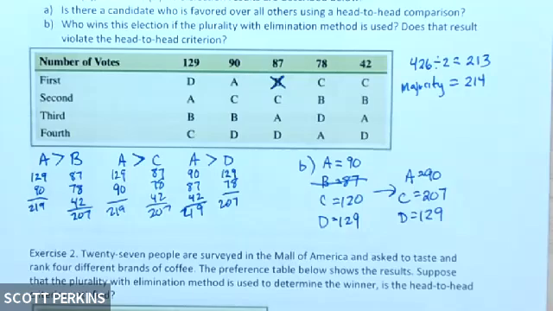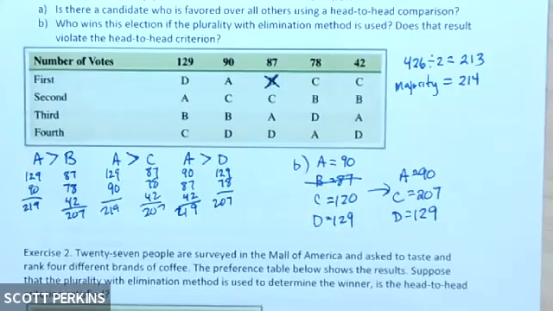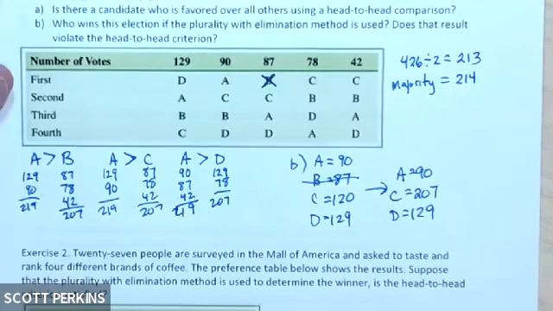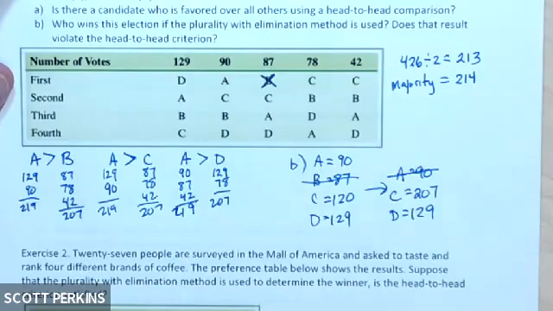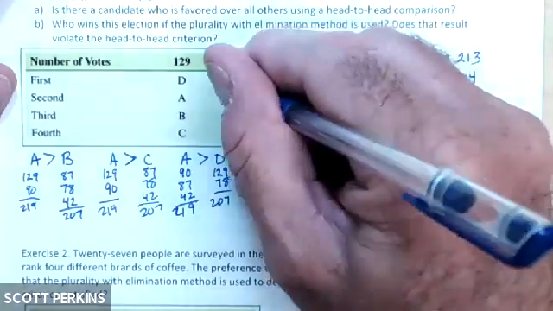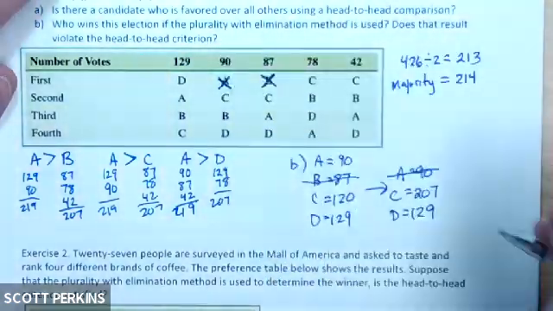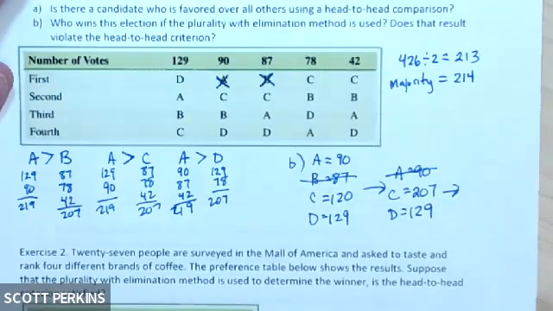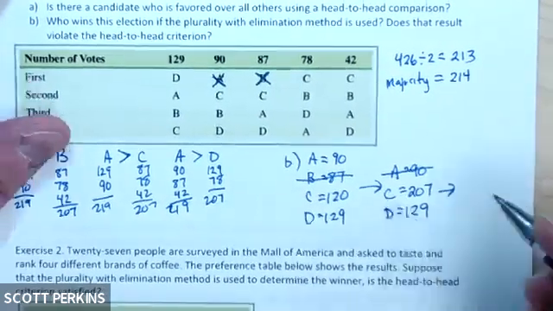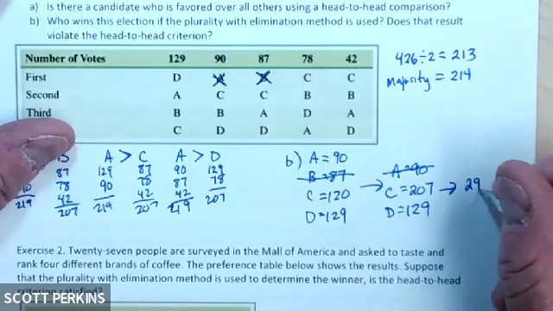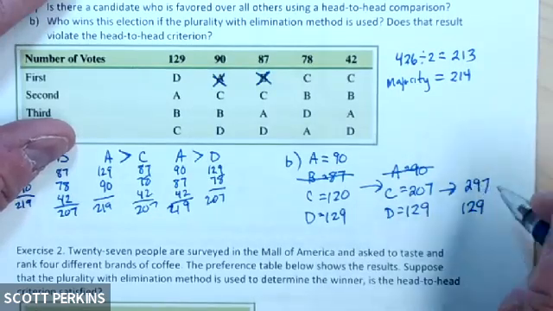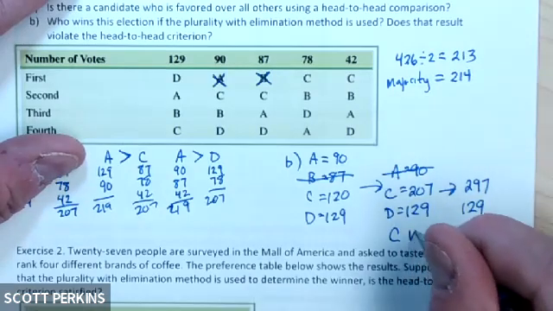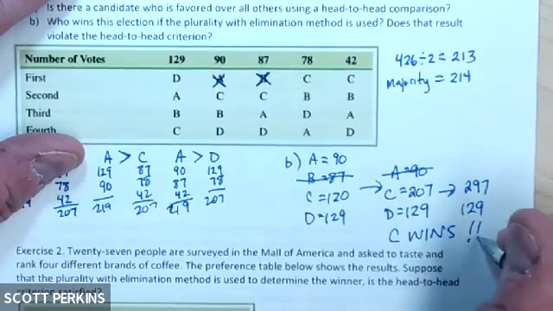I would have hoped for a majority, but I've got a little bit more busy work to go. So there's no majority here. So I'm going to get rid of A this time. And so A's 90 votes are also going to go to C. So C is really raking them in here. C now has 297 votes. D stays at 129. And so what we get here is that C wins the election. Yay for C.